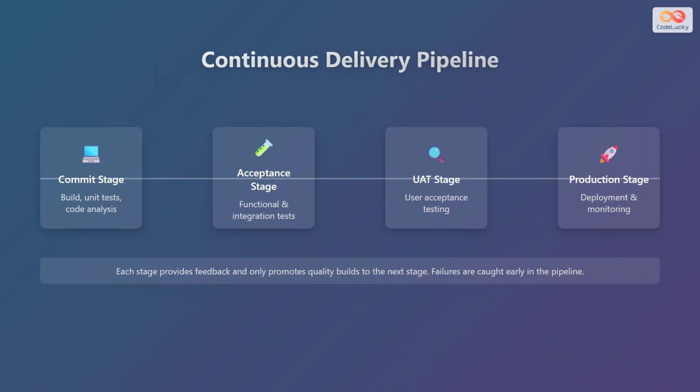Continuous delivery pipeline consists of 4 stages. The first stage is commit stage where build, unit tests, and code analysis take place. The second stage is acceptance stage where functional and integration tests happen. The third stage is user acceptance testing stage, where UAT takes place. The fourth stage is production stage, where deployment and monitoring take place. Each stage provides feedback and only promotes quality builds to the next stage. Failures are caught early in the pipeline.